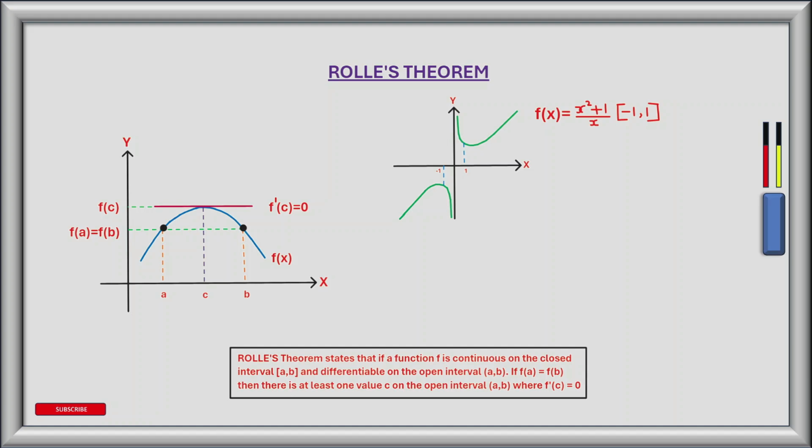And as we can see from the function, we have (x² + 1)/x. So if we substitute 0 in for x into the function, we'll see that the function is undefined. This is clear from the sketch of the function, where at 0 we have a vertical asymptote. So this function across this interval fails the test, so we cannot apply Rolle's theorem in this case.